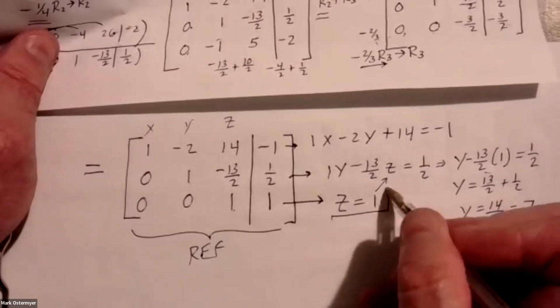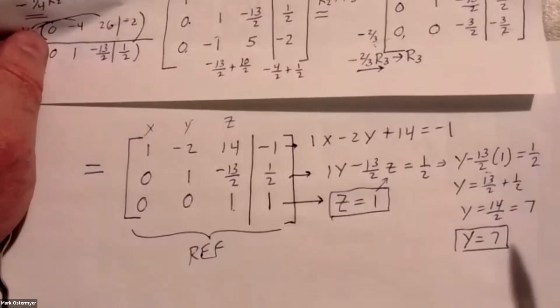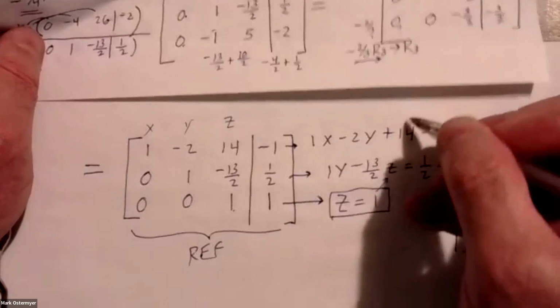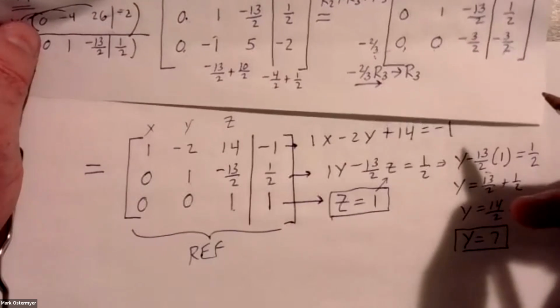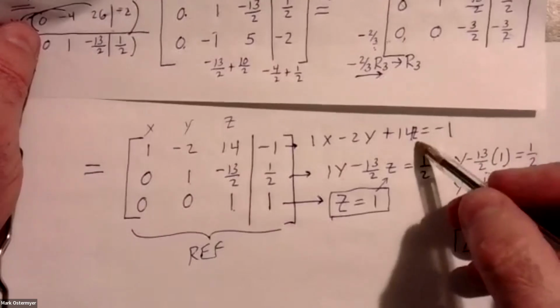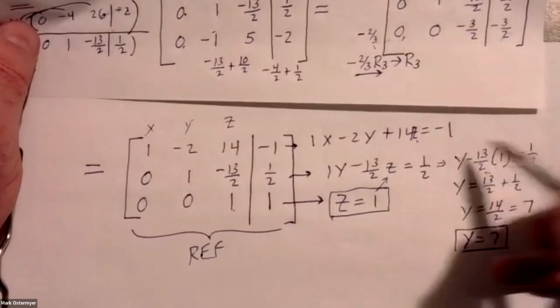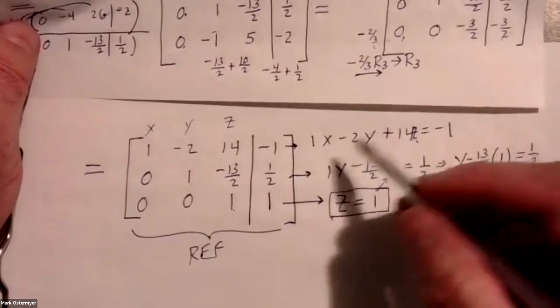So we know z is 1, y is 7. Back substituting those values up into the first equation, we can then solve for x. Wait a minute here, this should be 14z. There should be a z next to 14 here, equals -1. So in for z goes 1, in for y goes 7, and we solve for x.